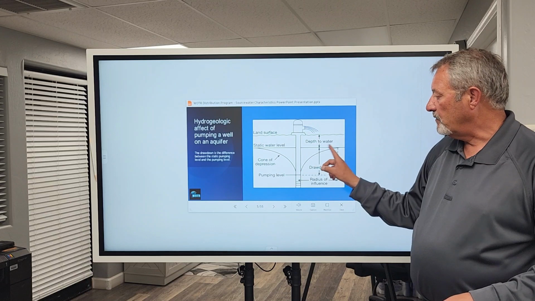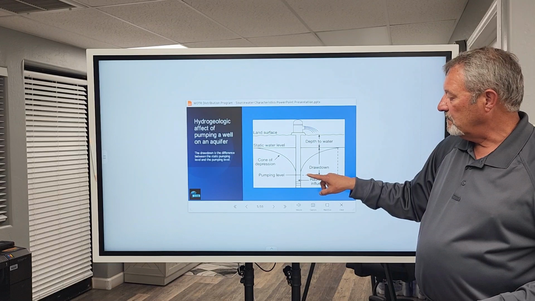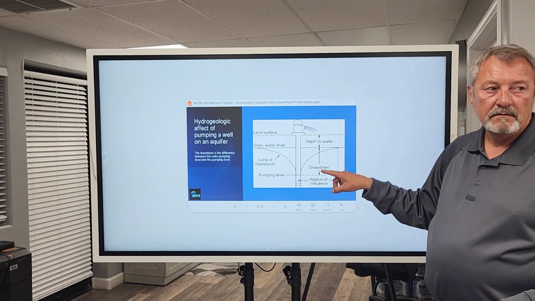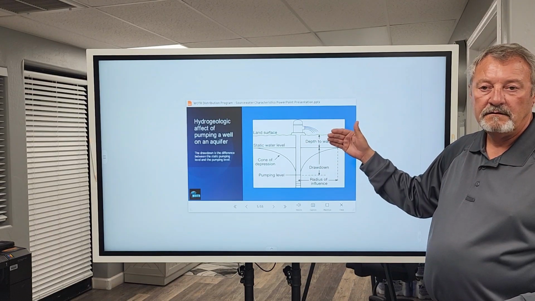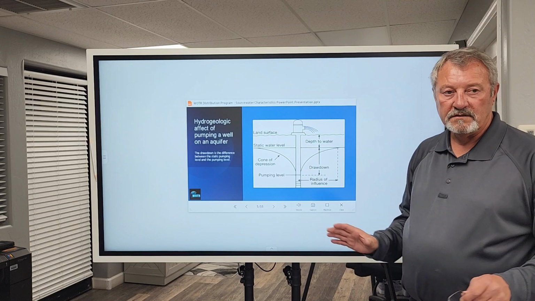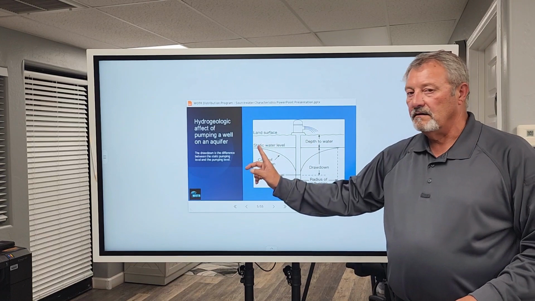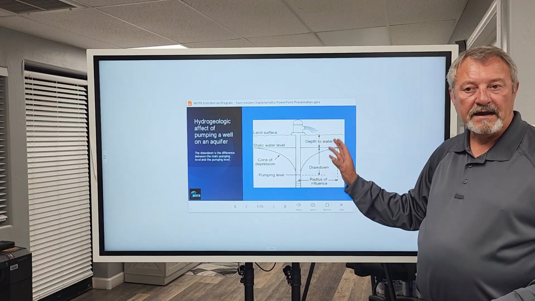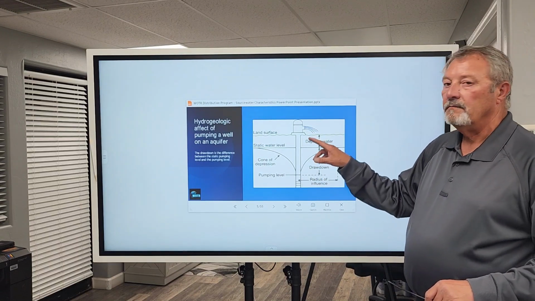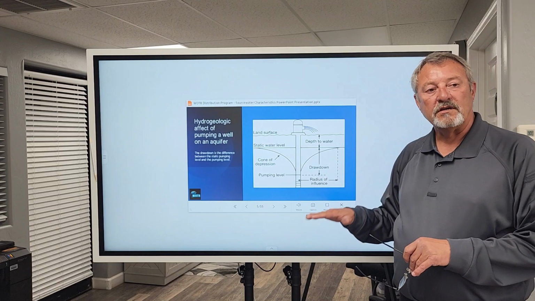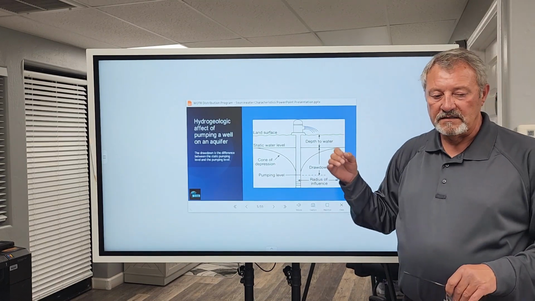So we call this the cone of depression, and the difference between the static water level and the pumping level is the drawdown. That's the difference in the two levels when the pump is on and the pump is off. The drawdown, that's important to understand. The radius of influence is the entire area that is affected by pumping the water out. Ideally, we'll run the pump until we get the water that we need, and then we'll shut it off. Now, before a well is developed, they drill several pilots.